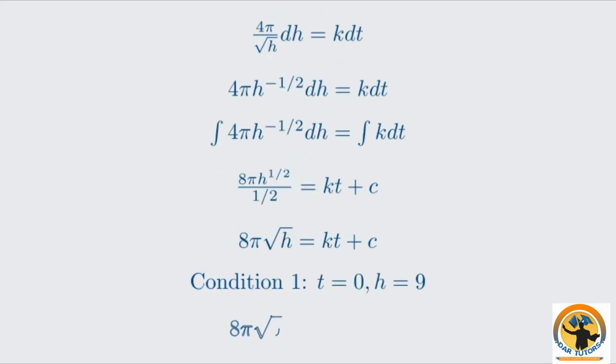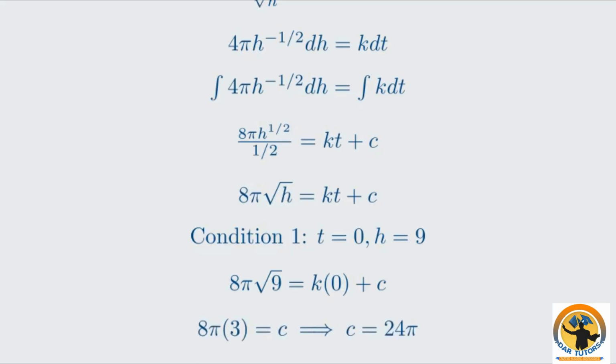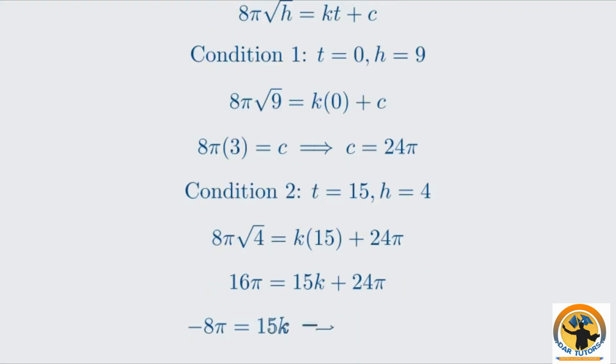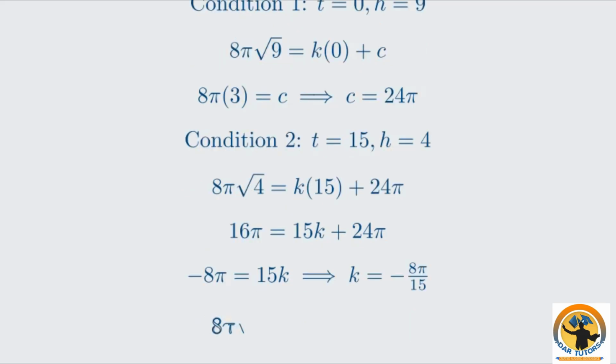First, at t equals 0, h equals 9. Substituting these values, we find that C equals 24 pi. Next, at t equals 15, h equals 4. Substituting these values and our value for C, we find that k equals -8 pi over 15. The negative sign makes sense, as the water level is decreasing. Now we have our complete equation relating h and t. The equation is 8 pi root h equals negative 8 pi over 15 t plus 24 pi.